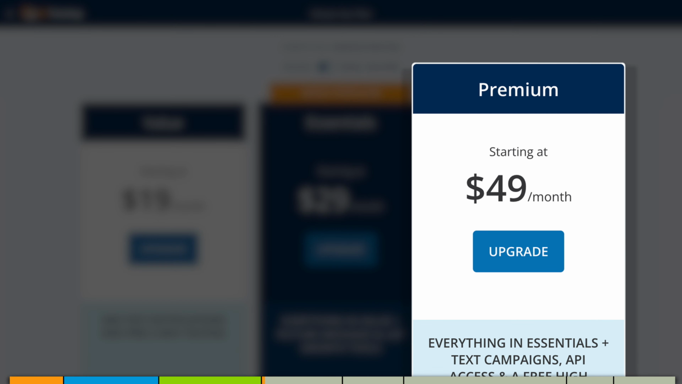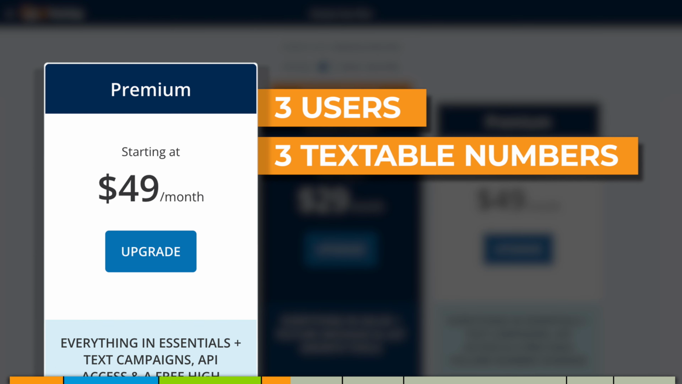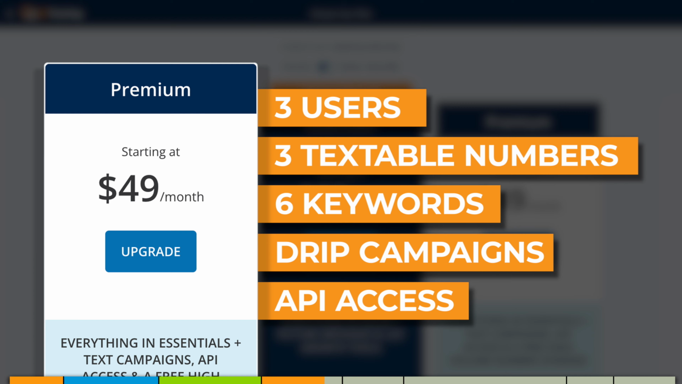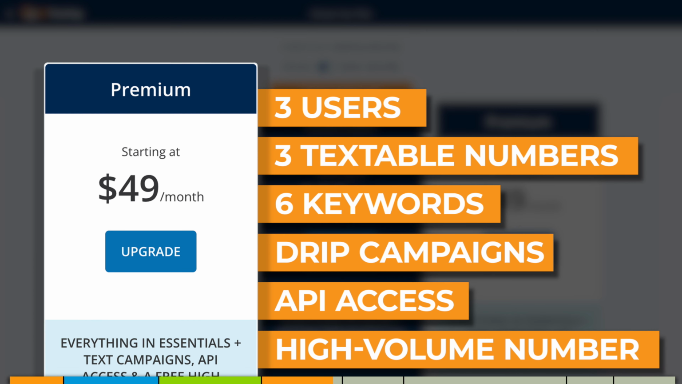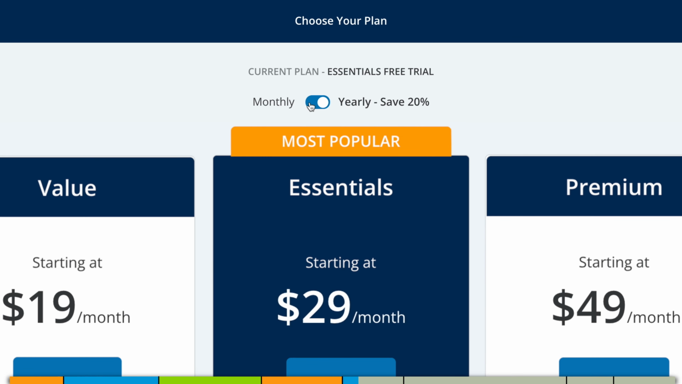The Premium Edition is our most comprehensive solution and includes 3 users, 3 textable numbers, and 6 keywords. It also has all features in the Essentials Edition, plus drip campaigns, API access, and a free upgrade to a high-volume textable number.